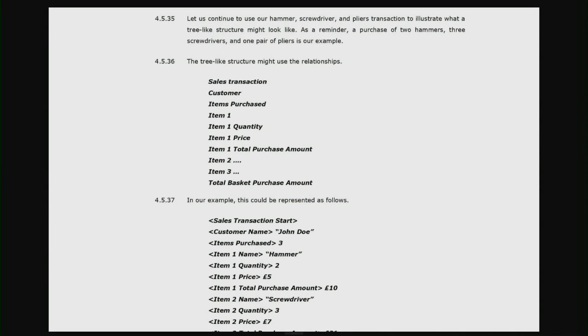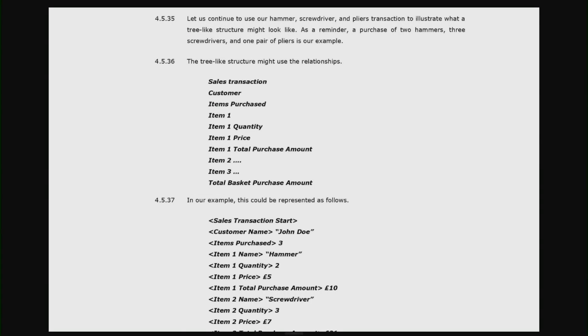So underneath, the first thing that this particular tree-like structure wants to communicate, in addition to that it's a sales transaction, is who is the customer. So that's the second element that you see there. And then you'll see that there is an indicator of how many items were purchased by this customer, just to give an indication so there can be internal integrity checks to be done on what was built into this particular message.